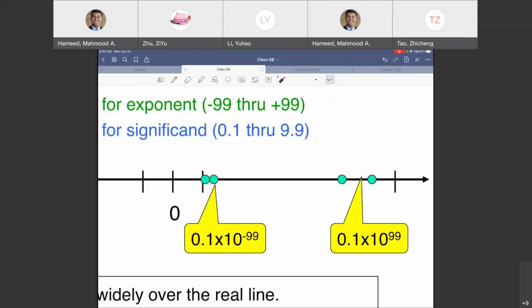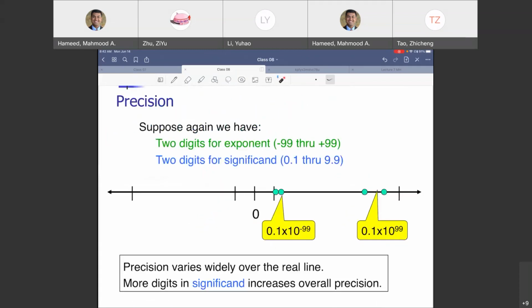Varying precision. But how do you change this? How do you have a better precision? Well, you can increase the precision by increasing the digits in your significant. So instead of having 0.1 to 9.9, you can have that as what? 0.01 to 9.99. In that case, what would happen? This would be 0.01 and this would be 0.01, right? So that would be a better precision case compared to the one before. You guys see that? So significant connected to precision.